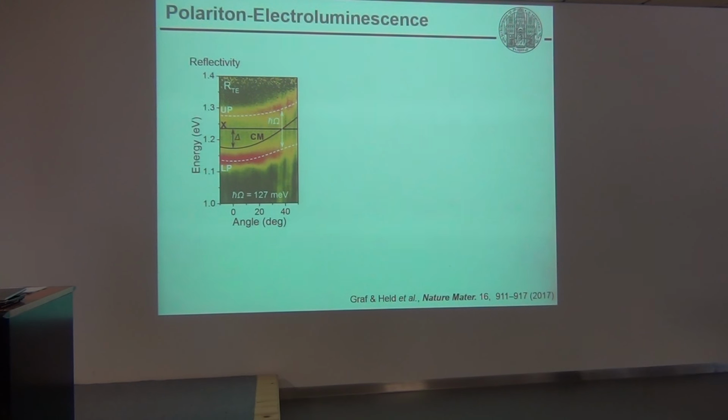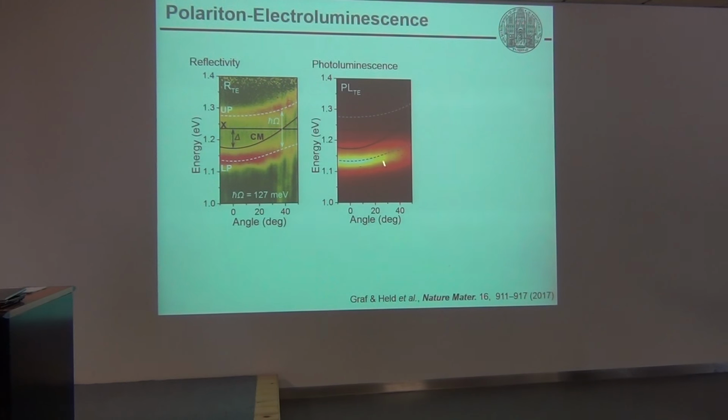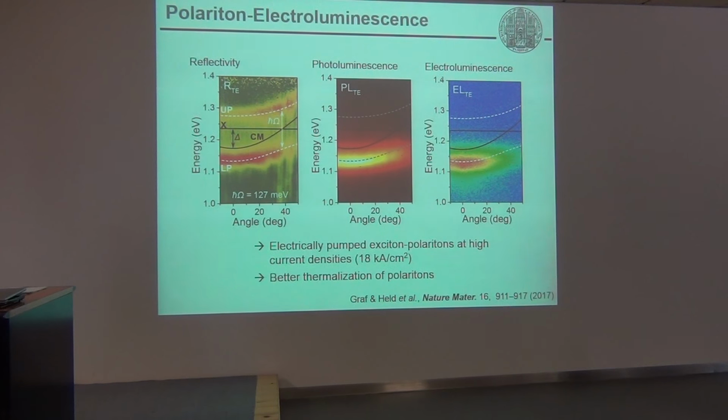So yes, we do. So we have the reflectivity here. It's now a bit noisy because there are all these electrodes as well. So we see strong coupling here, 127 millielectron volts of Rabi splitting. We see photoluminescence coming from the lower polariton, and now we just switch on the light emitting field effect transistor, and we see the electrically pumped exciton polaritons coming from where they should come from. We can actually pump these exciton polaritons at very high current densities, 18 kiloamps per square centimeter, if you calculate that. I'll show you a picture of that.